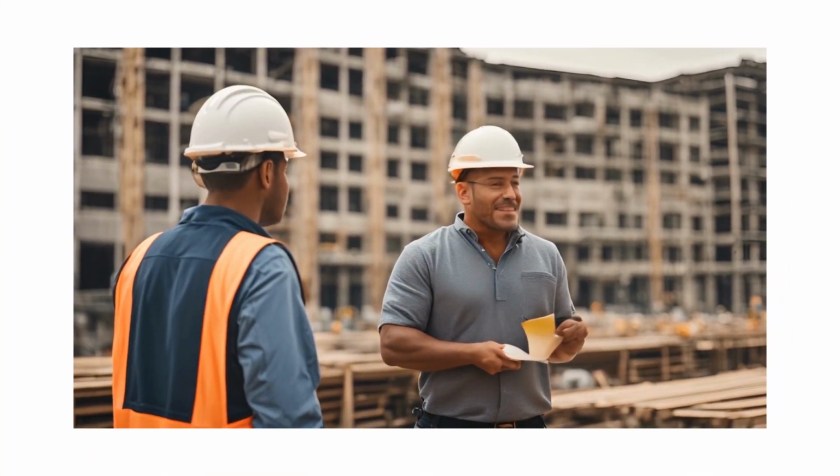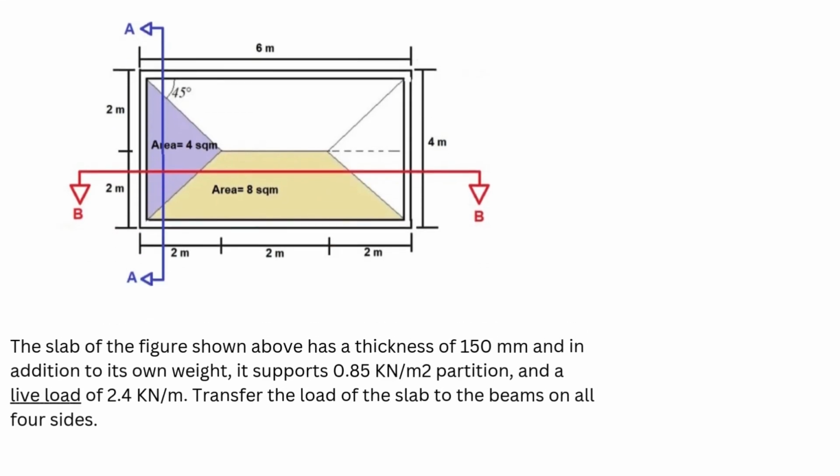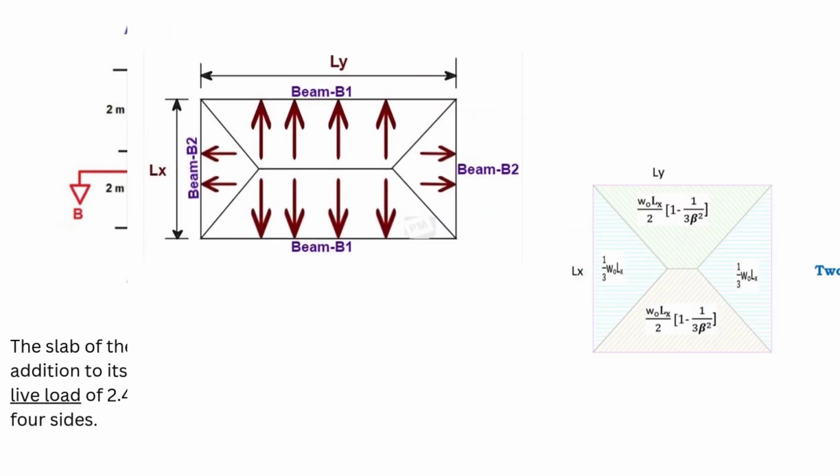In this webinar, I am going to show you how to calculate the load in slabs and beams. For example, the slab of the figure shown below has a thickness of 150 mm and in addition to its own weight, it supports 0.85 kN per square meter partition, and a live load of 2.4 kN per square meter. Transfer the load of the slab to the beams on all four sides.